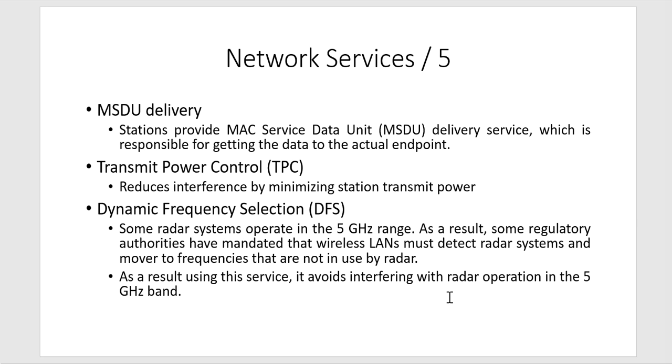Okay. Then dynamic frequency selection. What happens? This is an added feature. In some radar systems, they operate in the 5 GHz range. Wireless networks are broadly divided into two categories: 2.4 GHz and the 5 GHz range. Normally these radar systems operate in the 5 GHz range.